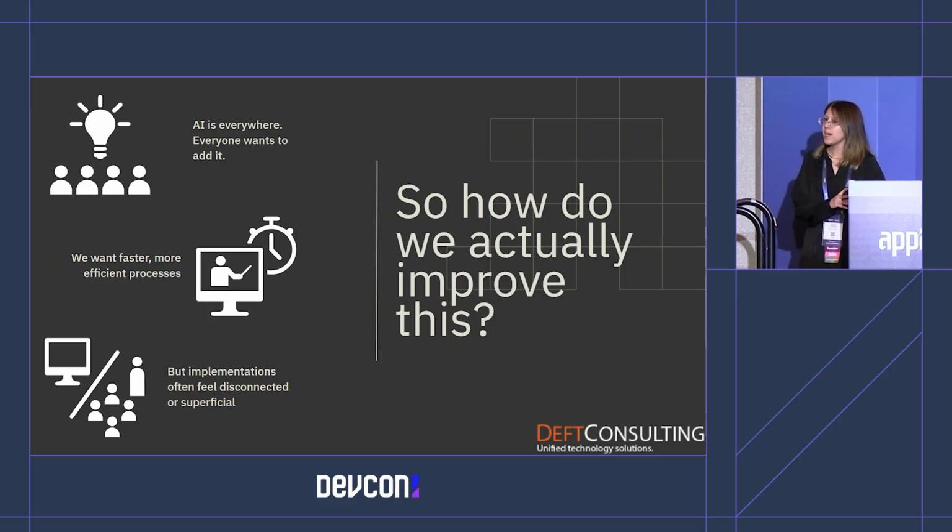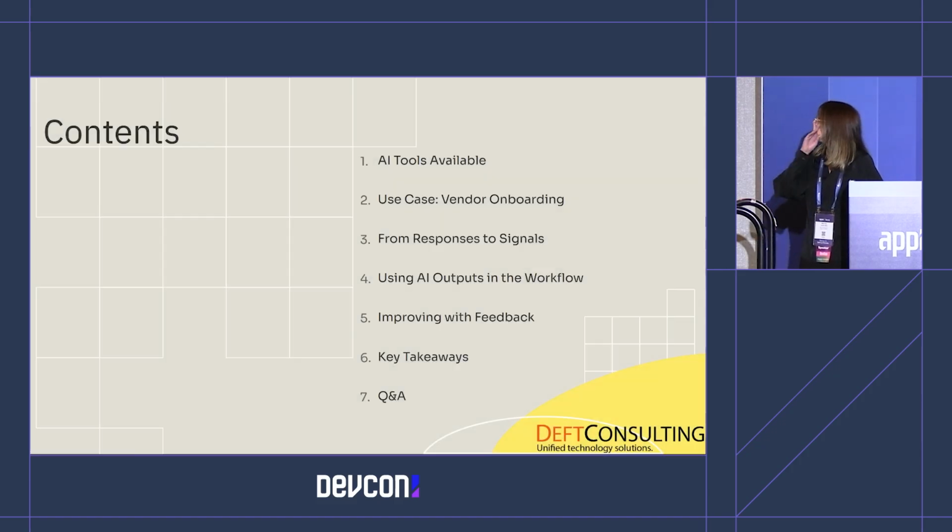But what often happens is that when implementing AI into these applications, the result often feels disconnected from what we want to get to, or this final process that we want to help become a lot quicker or to feel better as an end user. So, how do we improve this?